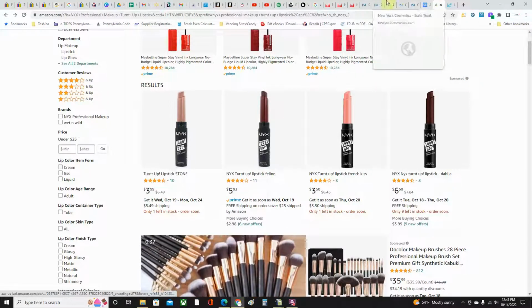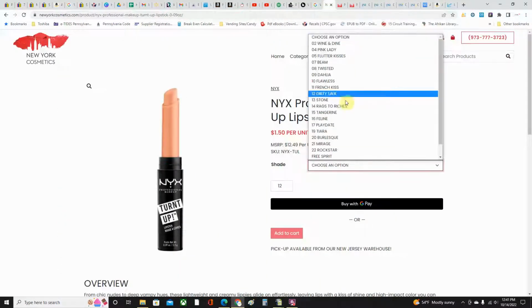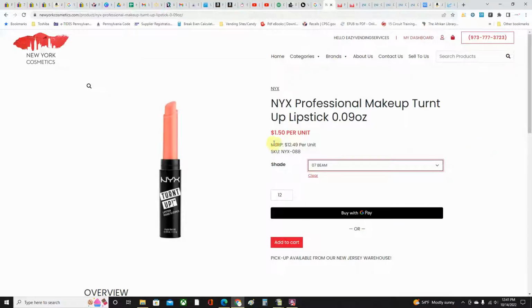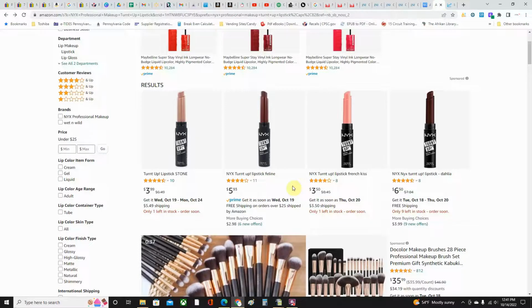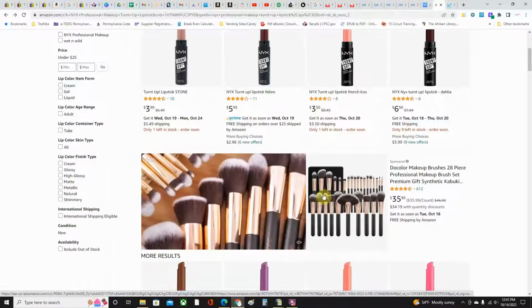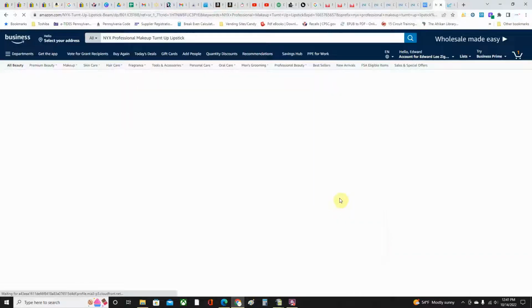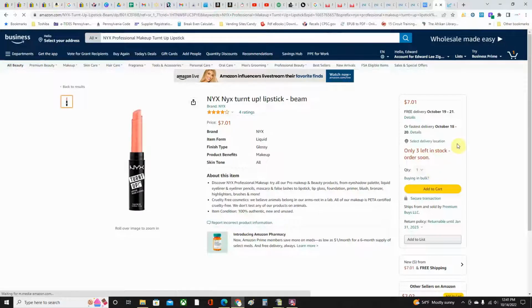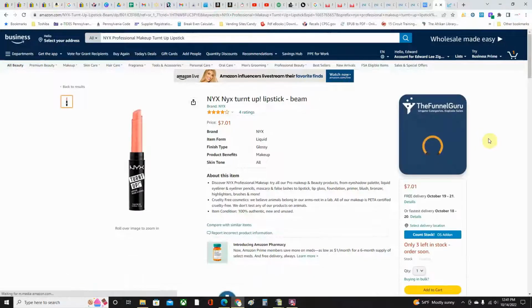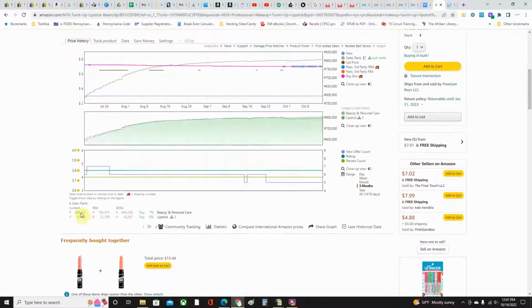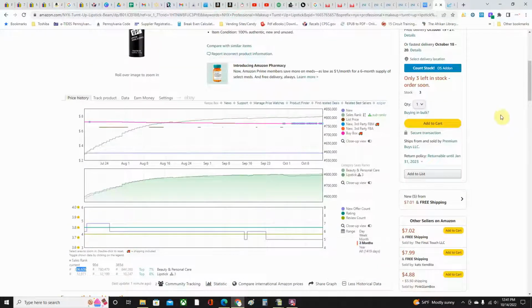Now, all you got to do is come back over to this site, select the shade, right? Let's look at Beam. You're only getting it for $1.50 a unit. I'll go back over to Amazon and see if they got Beam over here. And they do. Looks like Beam is selling for $7.01. However, the sell through is super high at 806. So we wouldn't want to sell that one, right?